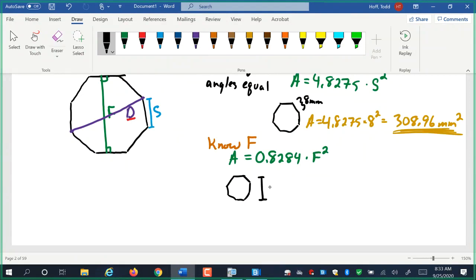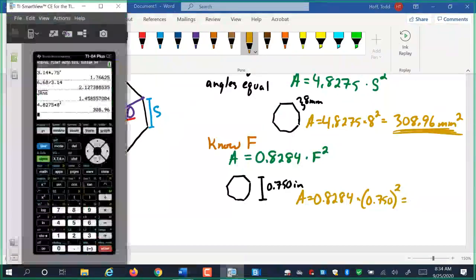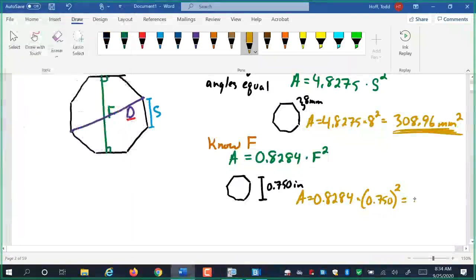Let's say we have a piece of stock here that is 3/4 of an inch. So then that area would be 0.8284 times 0.75 squared. That gives us 0.466, it looks like, about square inches.